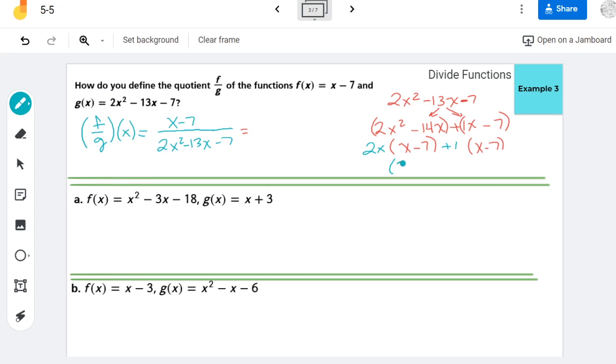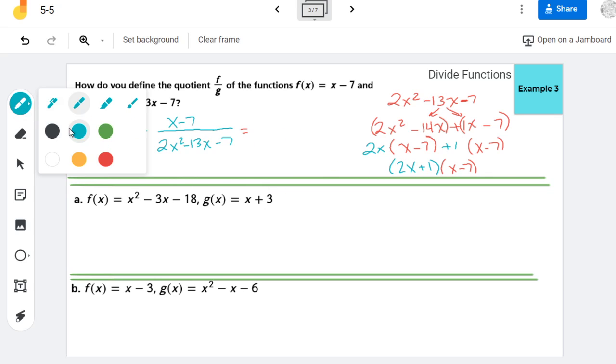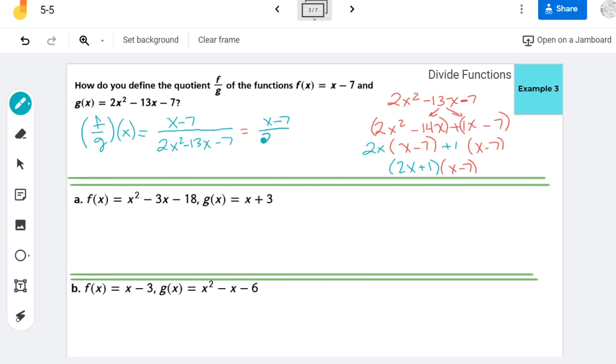So then I would just say the stuff that I factored out times the matching factors, and that is the factored form that I'm going to put over here as my new denominator. So I have x minus 7 over 2x plus 1 times x minus 7. And you notice now I have a number in the numerator and a number in the denominator that cancel out, and I'm left with 1 over 2x plus 1.